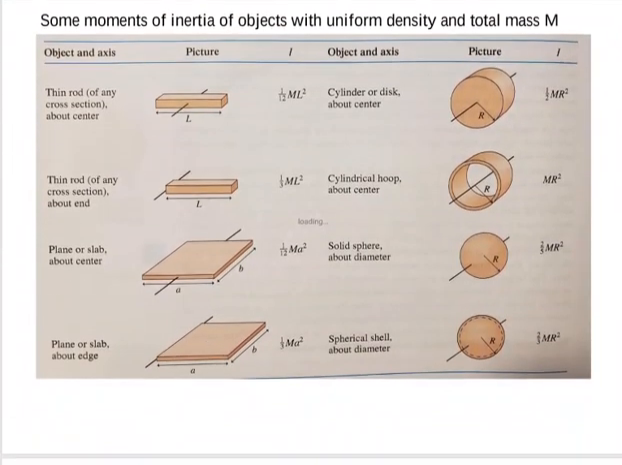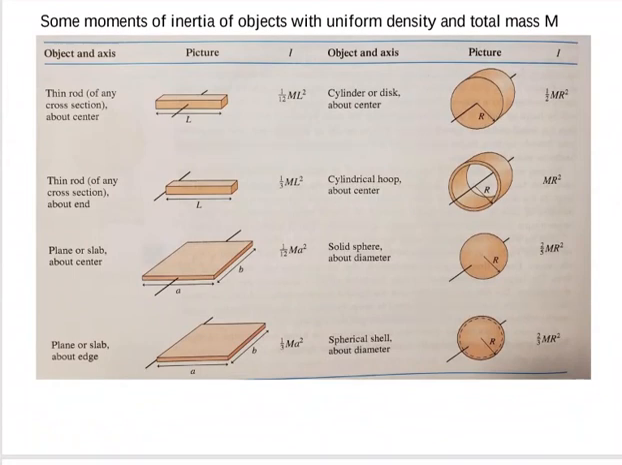All right, so some moments of inertia of objects with uniform density and total mass, capital M. These are very typical simplified objects that we work with in physics. So a thin rod of any cross section about the center, which means we are rotating this way. The rod is spinning in this direction or the other direction, but that's the idea. I drew it that way because that's a positive rotation, right? But it's spinning about that axis.